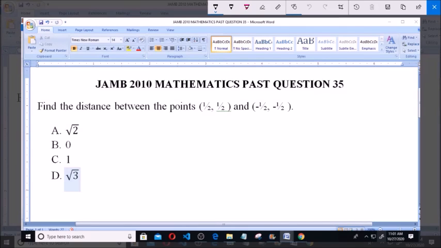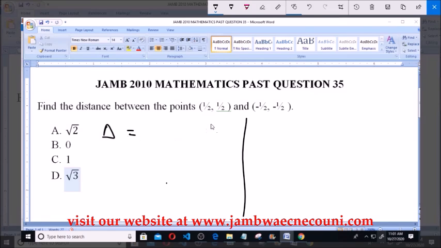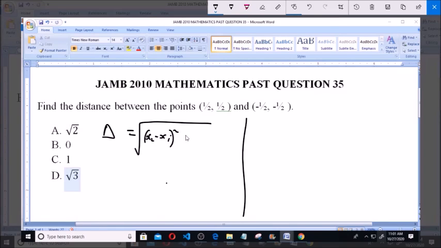So we have to find the distance between the points. Now distance between these given points D is given as the square root of x2 minus x1 square plus y2 minus y1 square. Now from this information given above, x1 is equal to 1 over 2, comma, y1 is equal to 1 over 2, comma, x2 is equal to minus 1 over 2, comma, and y2 is equal to minus 1 over 2.